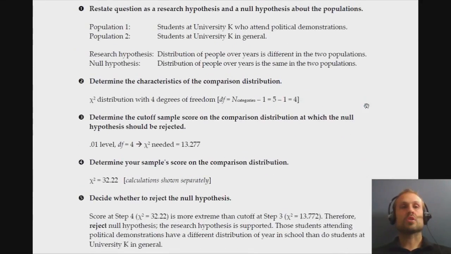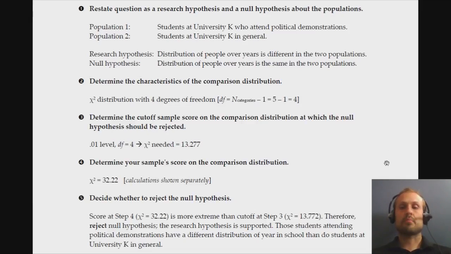So I am going to look at my comparison distribution. And the distribution that we're going to use in this case is the chi-squared distribution. Now, it also has a degree of freedom, and that's going to be the number of categories minus 1. In this case, I have 5 categories, so my degrees of freedom is the number 4.